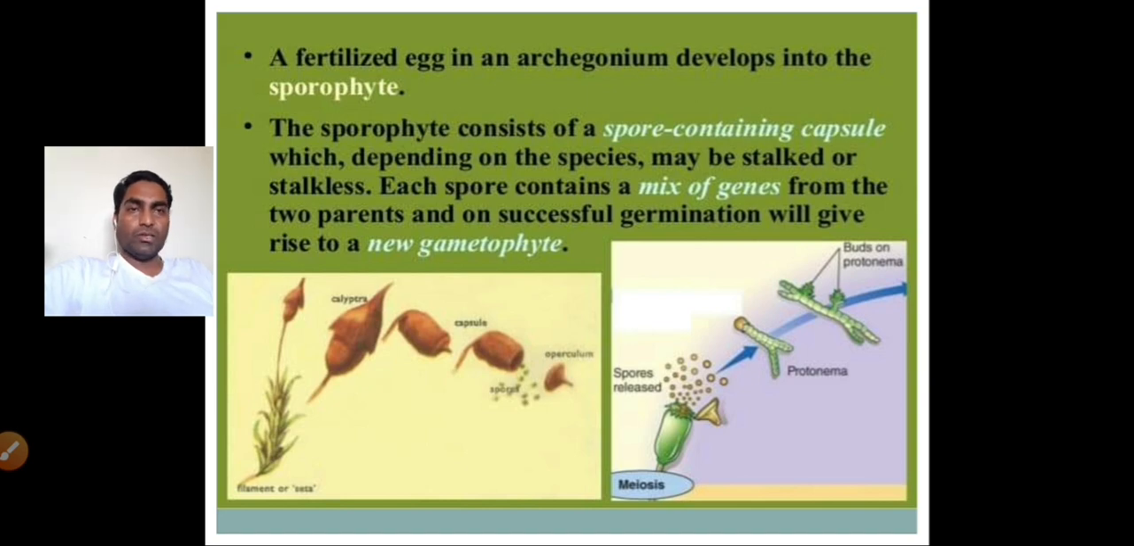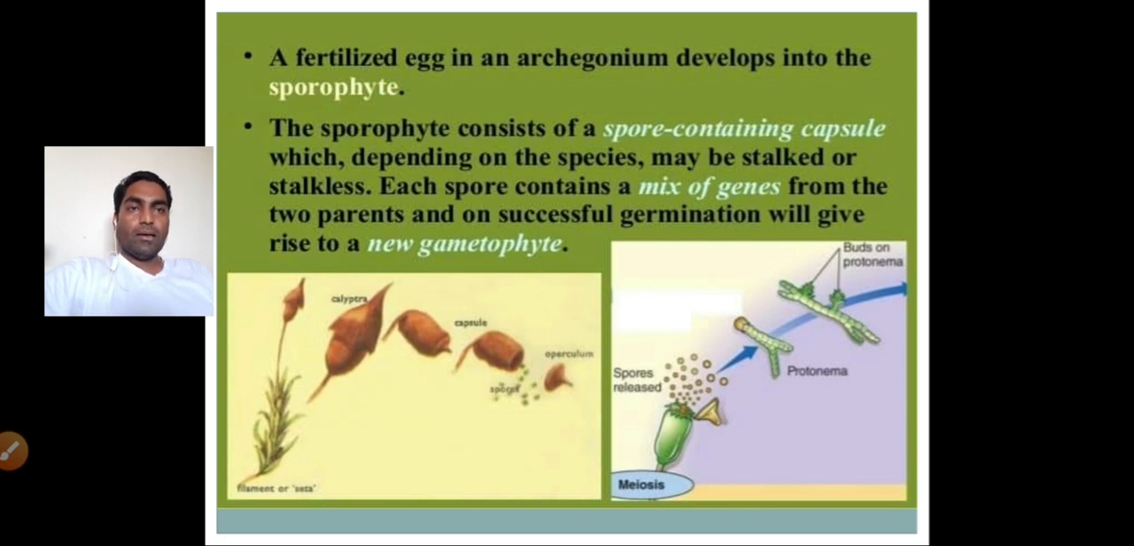After fertilization, the sexual reproduction here is of the oogamous type, where the male has to move toward the female in the water with the help of chemotactic movement. Here the fertilization will occur, and the fertilization product is a sporophyte, but before that it forms the zygote, which is a diploid structure, and by repetitive divisions it will develop into the sporophyte. The sporophyte consists of a spore containing capsule, which, depending on the species, may be stalked or stalkless.